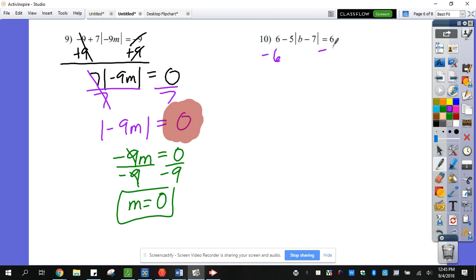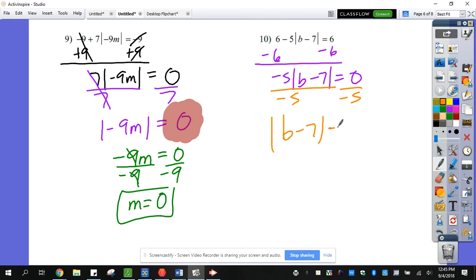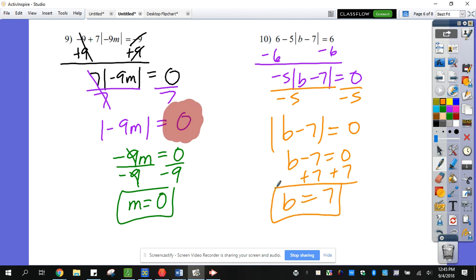Here, minus 6, negative 5, absolute value of b minus 7 is equal to 0. We divide this by negative 5. B minus 7 is equal to, again, what's 0 over a negative? It's still going to be 0. So b minus 7 is equal to 0. Add 7 on both sides. B is equal to 7. Kaboom. Very easy.